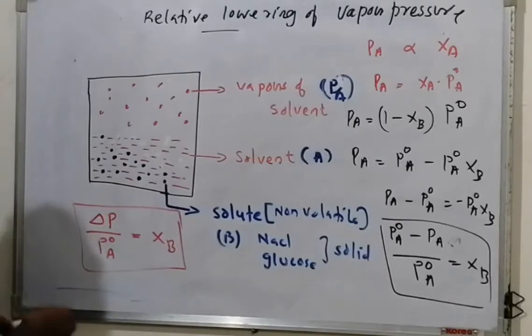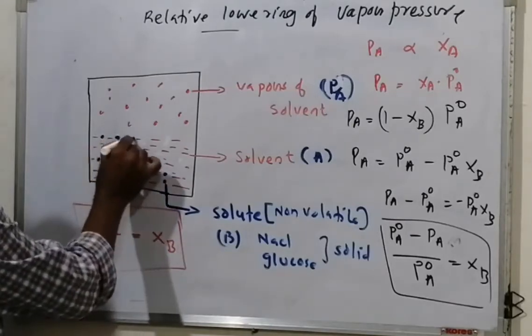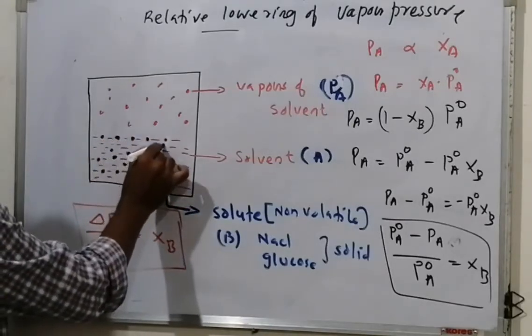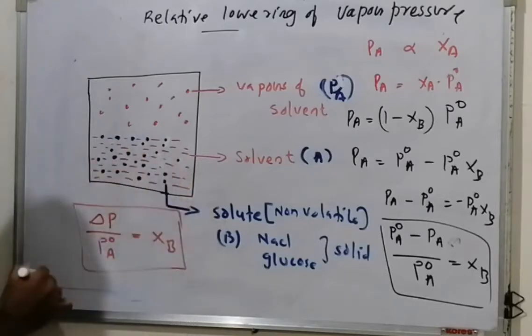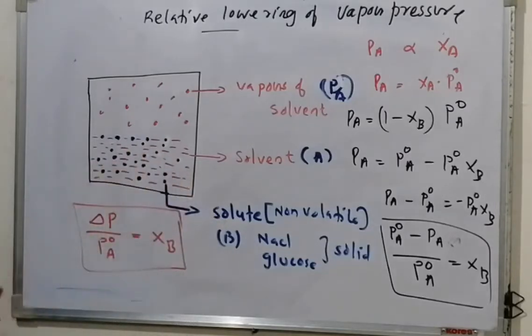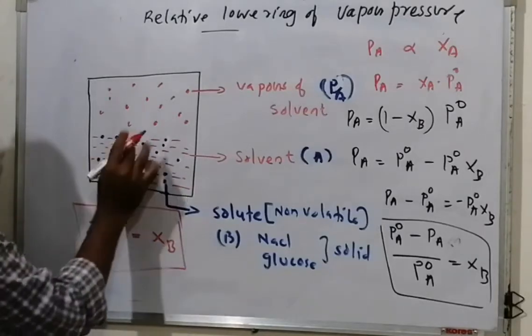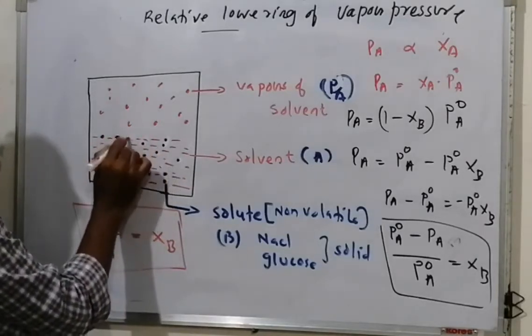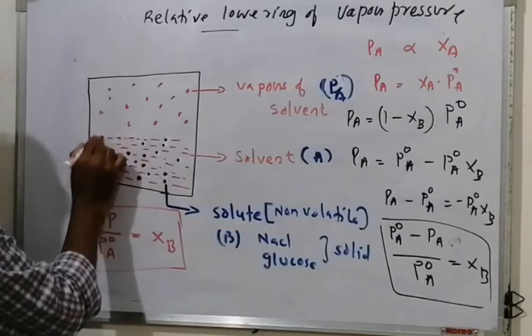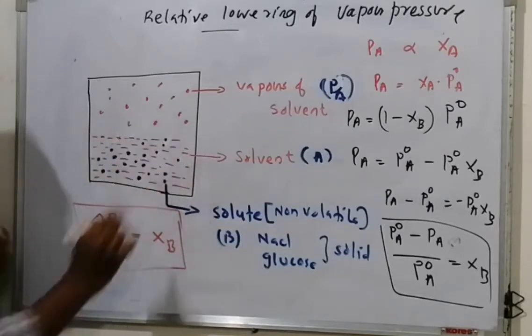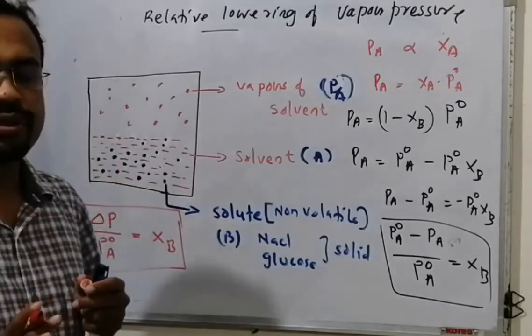Why is that? I said the solute is not vaporized. The vaporization happens from the surface. Therefore, if there is no solute, it would have been all solvent, and everything will vaporize.